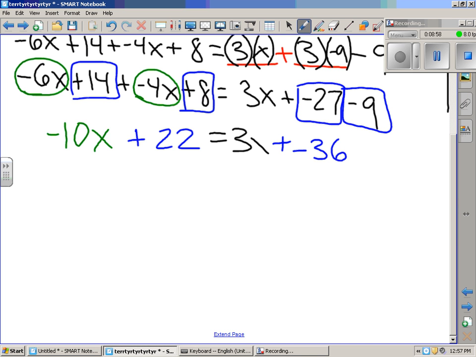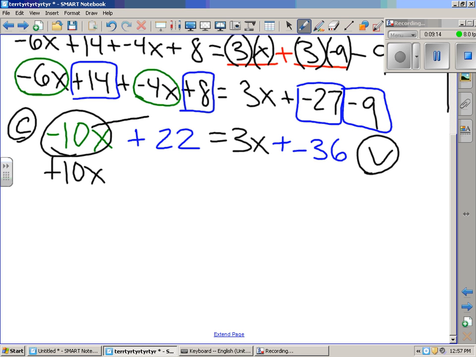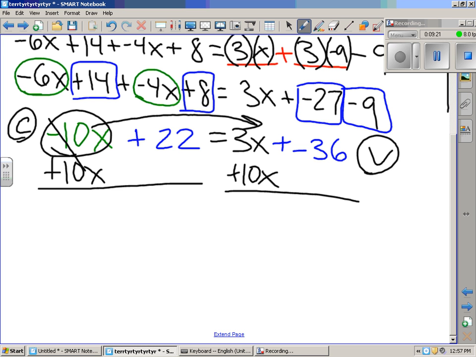So now we've collected like terms on the left and right side, and we can label each side. So the left side I'm going to label as the constant side, and the right side I'll label as the variable side. So I'm going to start by moving this variable to the right side using inverse operations. On the left side, negative 10x plus 10x equals 0. I'm left with 22. On the right side, 3x plus 10x equals 13x, and then I carry down the negative 36.